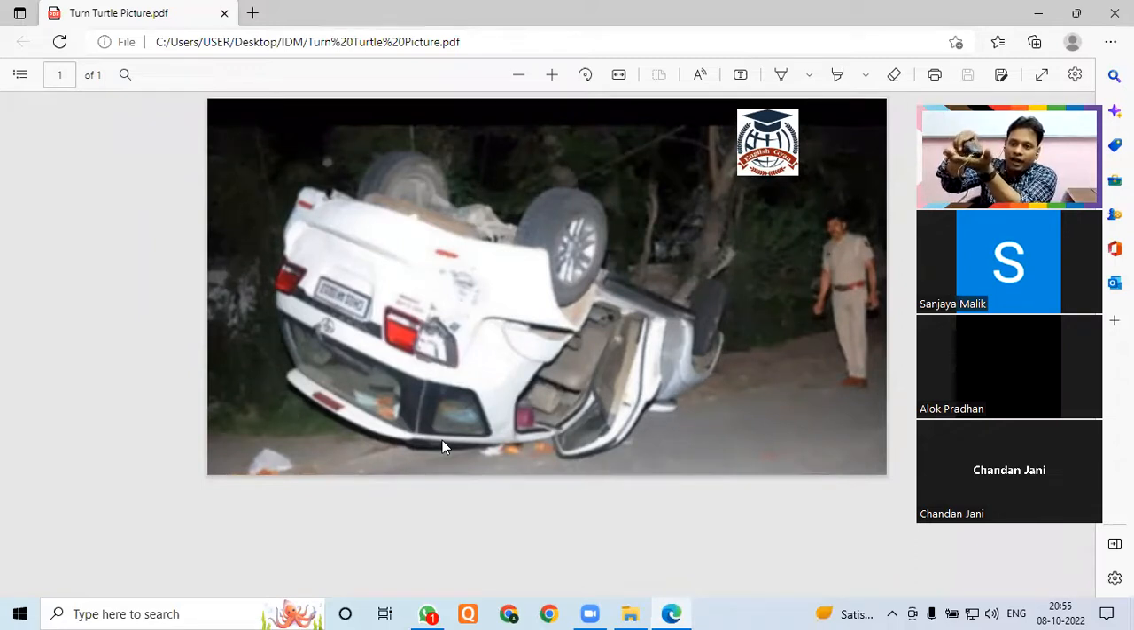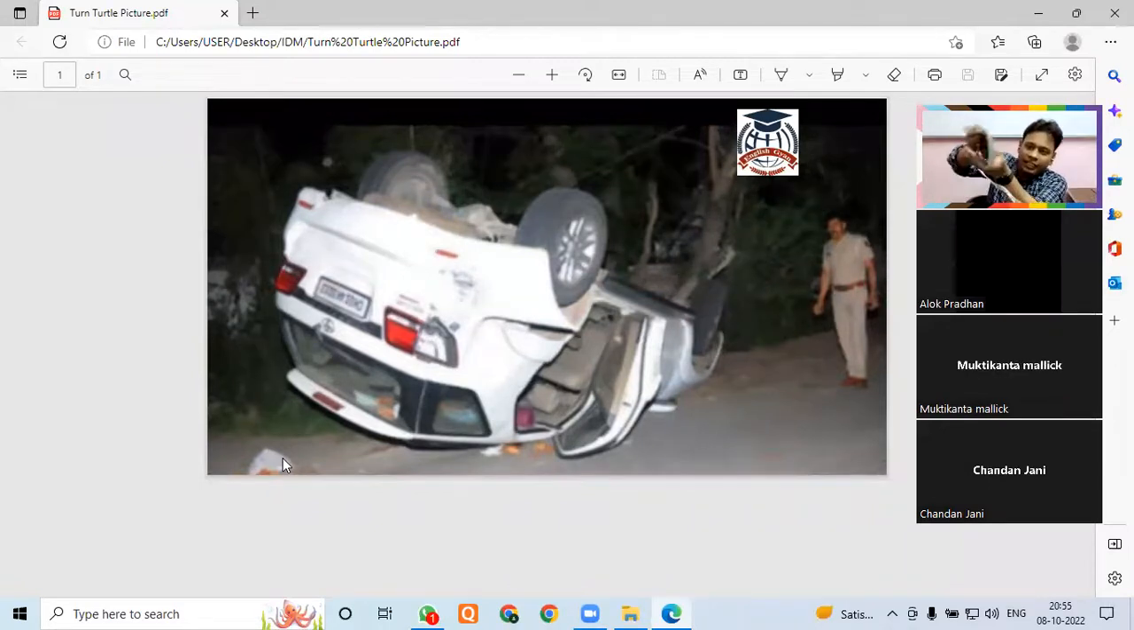Suppose a car is going like this. You have seen it in films. In films, the hero comes and the villain's car is going, and he's putting it like this. Then the car turns turtle most of the time. You have seen it in Ajay Devgan movies, Singham. It is going like this.